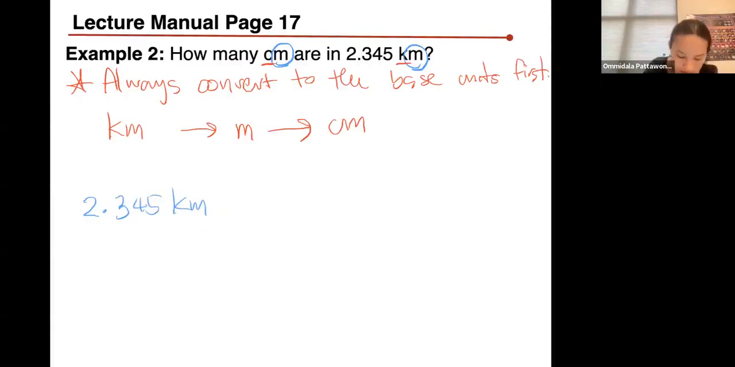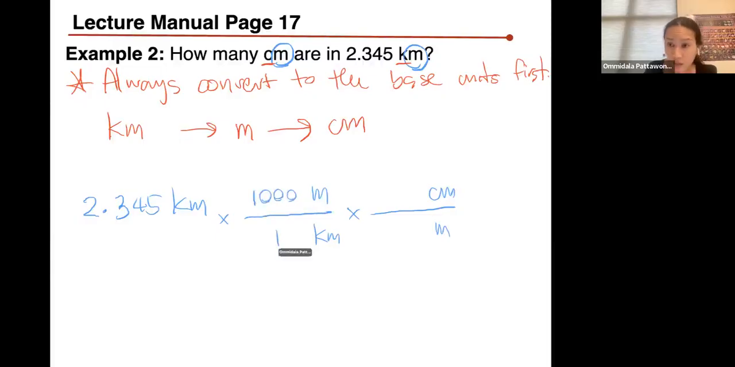The next step is you go from kilometer to meter, and then meter to centimeter. We already learned about these prefixes, so you can use the conversions that we know. 1,000 meter equals 1 kilometer, because kilometer is bigger than meter, so you need 1,000 of the meter. Centimeter is smaller than meter, so you need 100 of these for one of this.